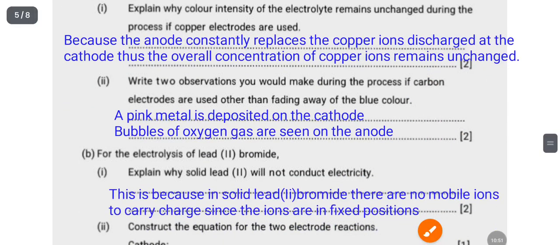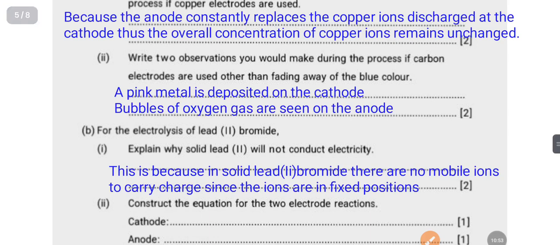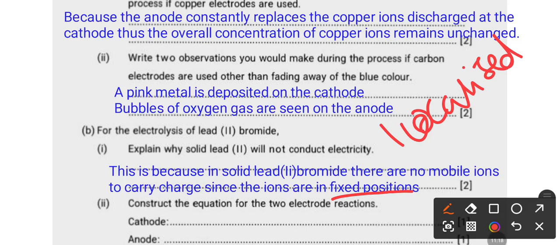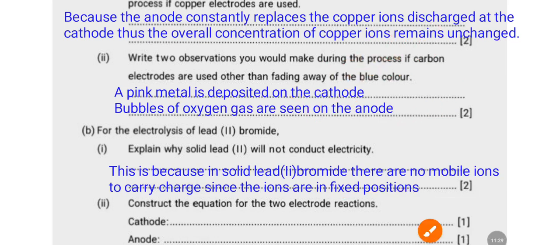Okay, so in presenting my answer, I wrote that this is because in solid lead(II) bromide there are no mobile ions to carry charge. Since the ions are in fixed positions, they are what we call localized. Being localized means that the ions are in fixed positions. For them to conduct electricity, the ions should be delocalized. Alright, but this is not the case.